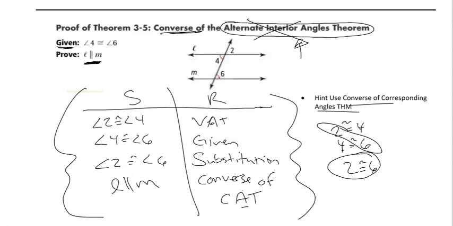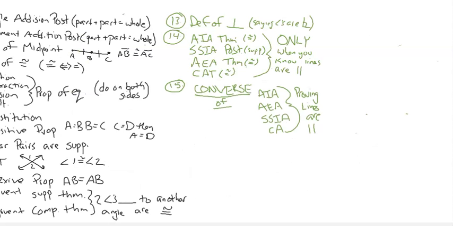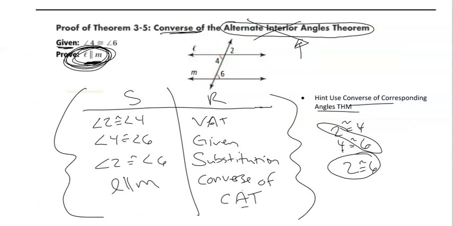All right, let's keep on going. So once again, the hint that we were going to use the converse was right here. It says, hey, you're going to prove the lines are parallel in the end. So what is the only way we know? If we look at our geometry toolbox, the only way we know to prove lines are parallel is the converse of one of these things. So let's keep on going.